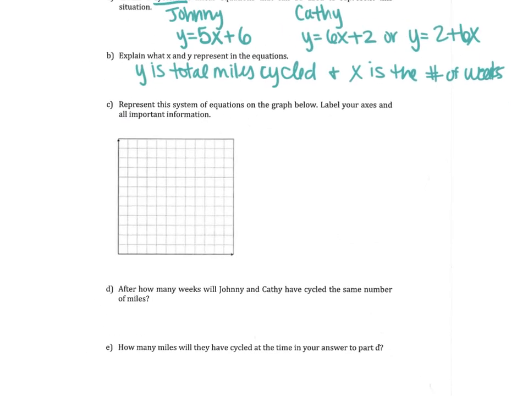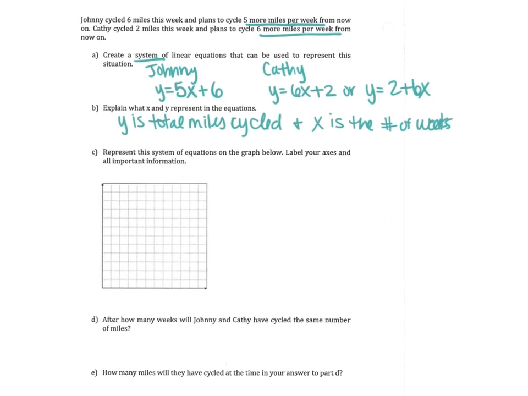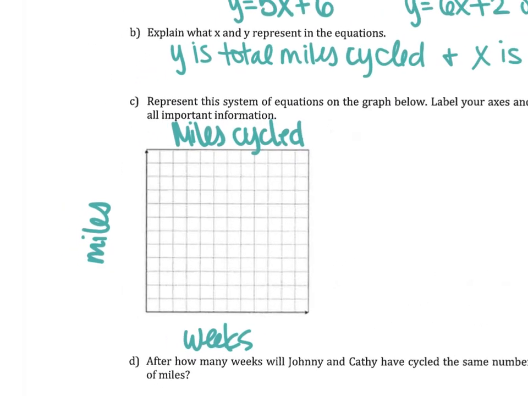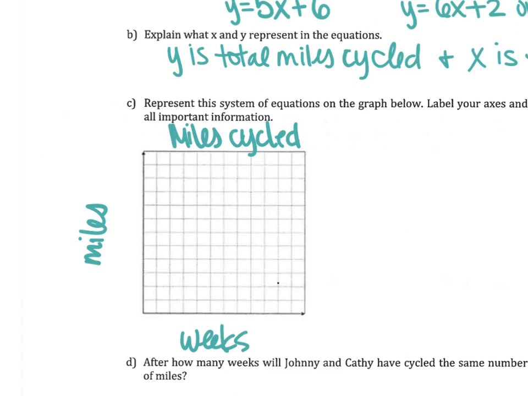All right, represent this system of equations on the graph below. Label your axes and all important information. So we'll just say miles cycled for my title. I'm going to have weeks at the bottom, miles on my y. Now I tried to graph this and it doesn't quite fit, so I'm going to change the scale on this graph to go by 2s. So it's 2, 4, 6, 8, and here, same thing.